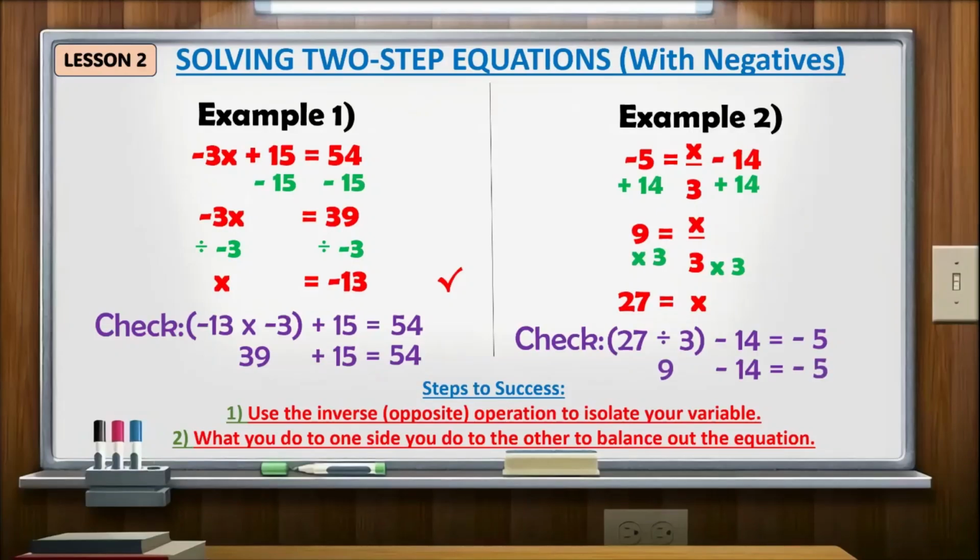And there you have it. By using substitution, you have checked your own answer to see if it is correct. And in this case, we have the correct value for our variable. And that's example 2 complete. X is equal to 27.